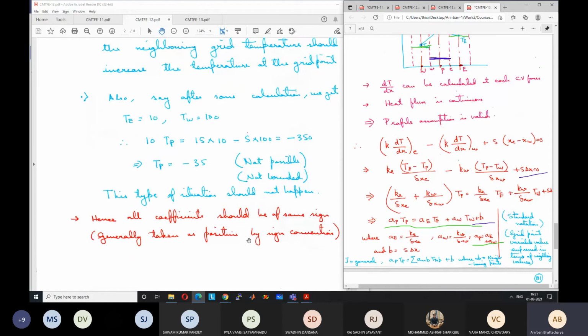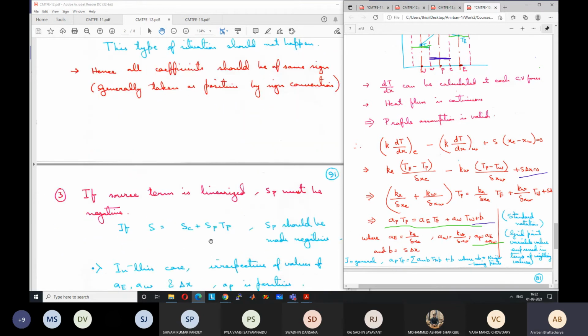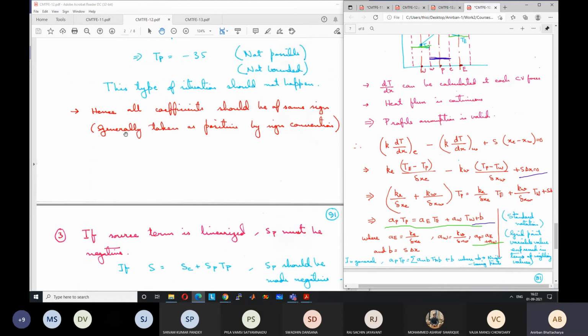So it is better to have all the coefficients, not better, it means it should be that all the coefficients should have the same sign. Generally taken as positive by sign convention. It does not matter if all the signs are negative, you can just remove the negative sign to make them positive. Whether all the signs are negative or all the signs are positive does not matter because it's the same thing. But generally it is written in the positive form because of sign convention.